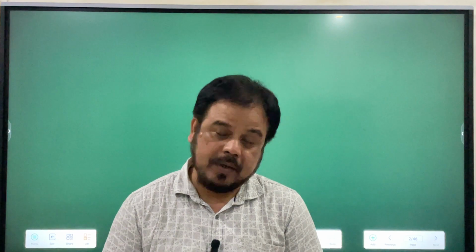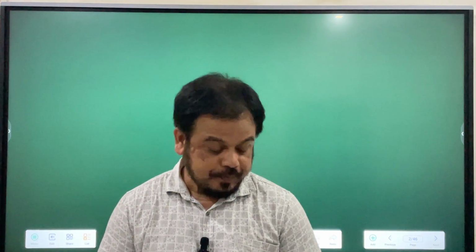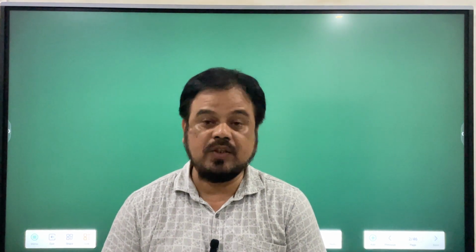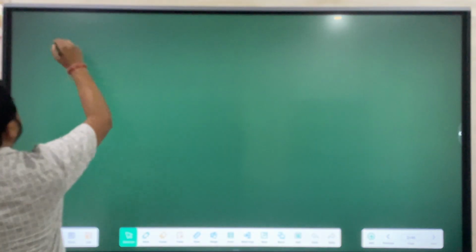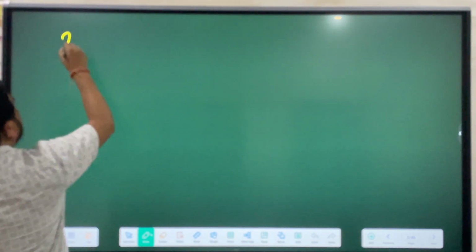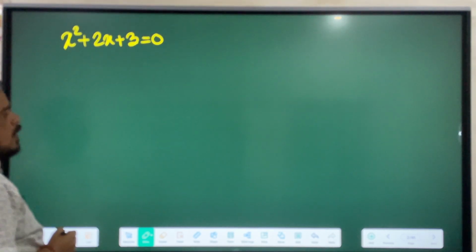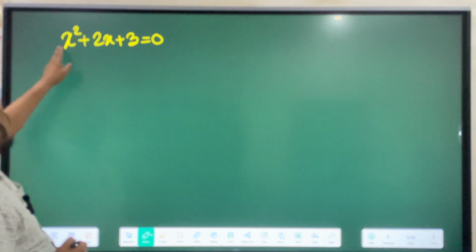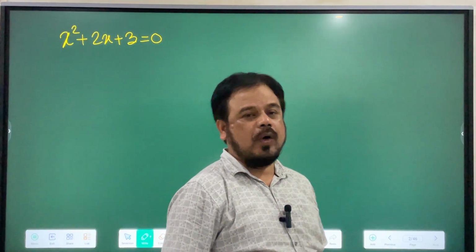Solution of quadratic equation in complex number set. But before we start, let us recall some of the preliminary things about quadratic equation. As we know, quadratic equation means, for example, x square plus 2x plus 3 is equal to 0. This is called quadratic equation because the highest power of x is 2.